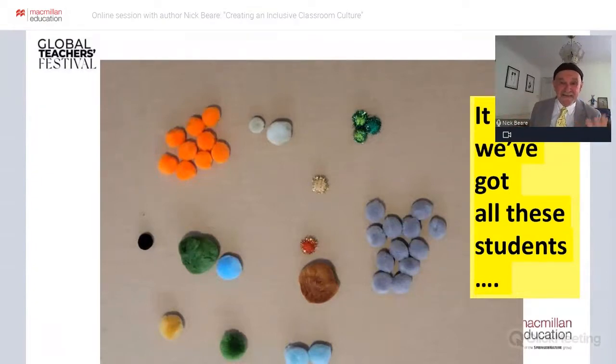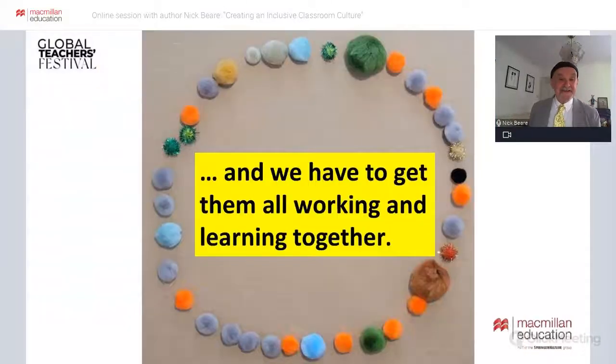We've got to handle them. We've got to, in some way, change that picture into this picture. Oh, isn't that lovely? We've got them all working and learning together. So those are all the things they need. They'll be working together on something. And sometimes they're sitting with their friends, like the little grey ones down at the bottom. Sometimes they're all mixed up with other people.